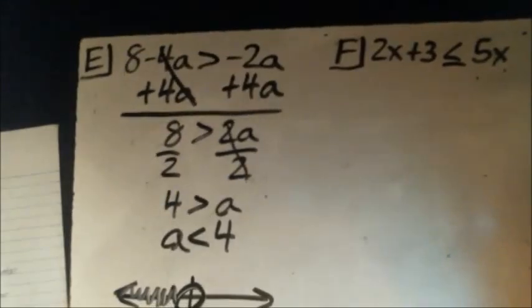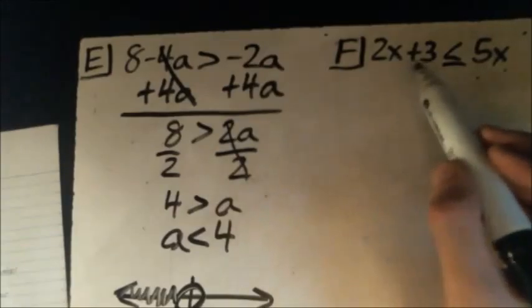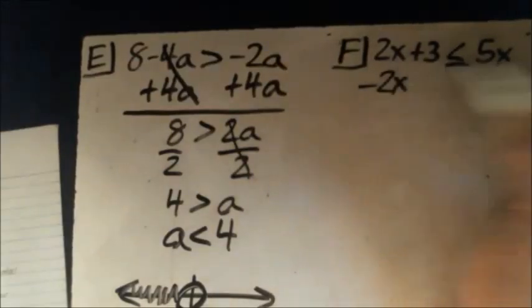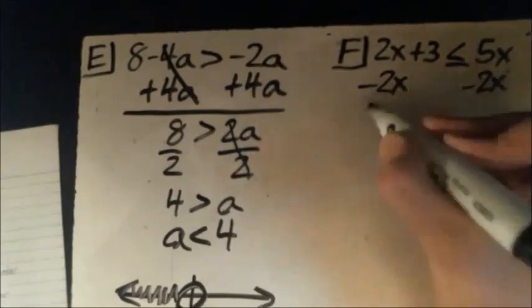All right, and last example. So we got 2x plus 3 is less than or equal to 5x. All right, so once again, I've got variables on both sides of the inequality. So seeing that I've got a 2x plus 3 on this side and just a 5x on the other side, I want to move the 2x over to the other side. So subtract 2x from both sides.